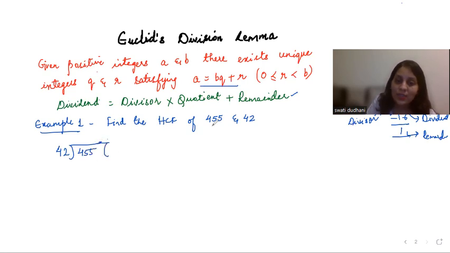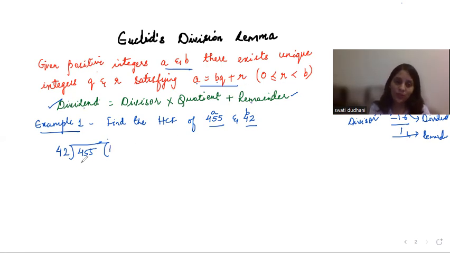Here, these two are a and b, positive integers. This is a, this is b. And there exist unique integers q and r, which are basically the quotient and remainder. When I divide this, you will see how we write it. Using this formula, dividend is a, divisor is b, quotient is q, and remainder is r.